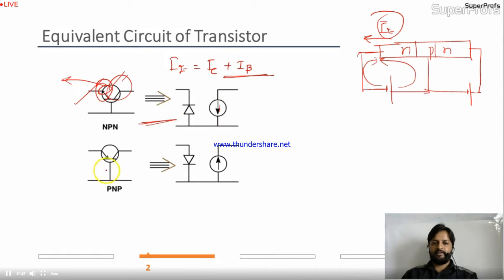Is it okay? See, if we talk about the PNP transistor, the current is coming into the transistor. Actually this equivalent circuit is not that important, but we are just seeing it like this. We can represent it: in the NPN the current will be outside, and in the PNP the current will be going into the circuit. So based on that we have drawn this too.